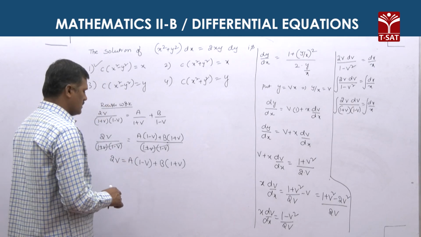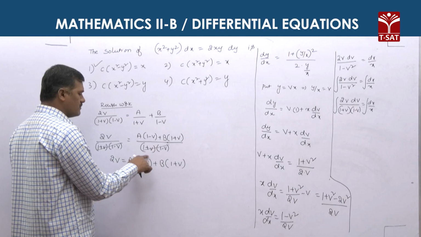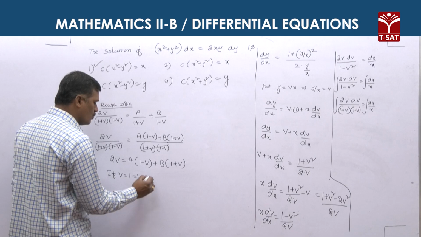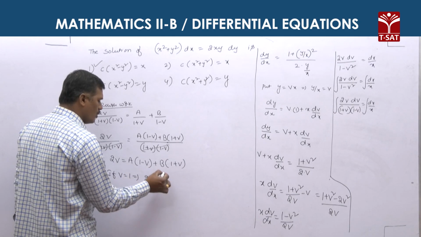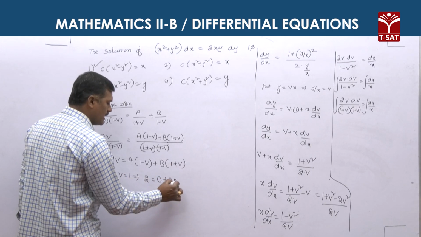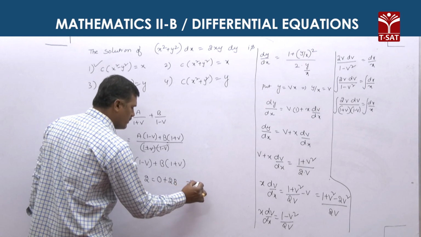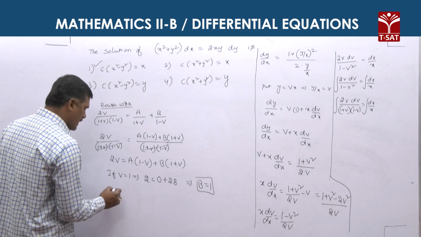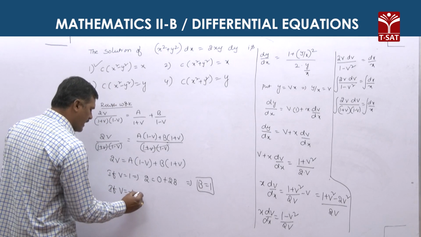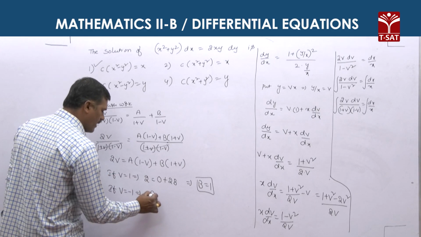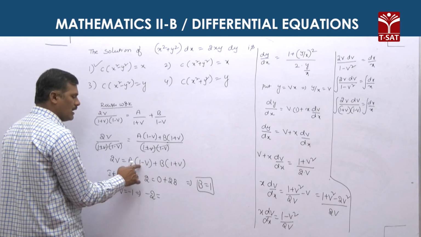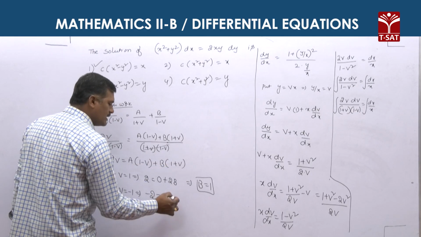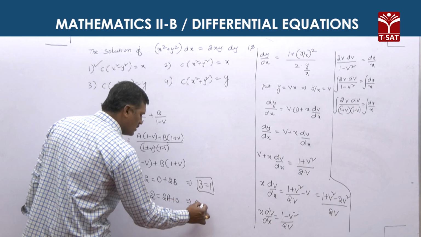Finding the a and b values. Put v is equal to 1, this term will become 0. If v is equal to 1, the left side value is 2 into 1, 2, is equal to 0 plus 1 plus 1, 2b. That implies b is equal to 1. The b value is 1. If v is equal to minus 1, the left side is 2 into minus 1, minus 2, is equal to 2a plus 1 minus 1, 0. That implies a is equal to minus 1.